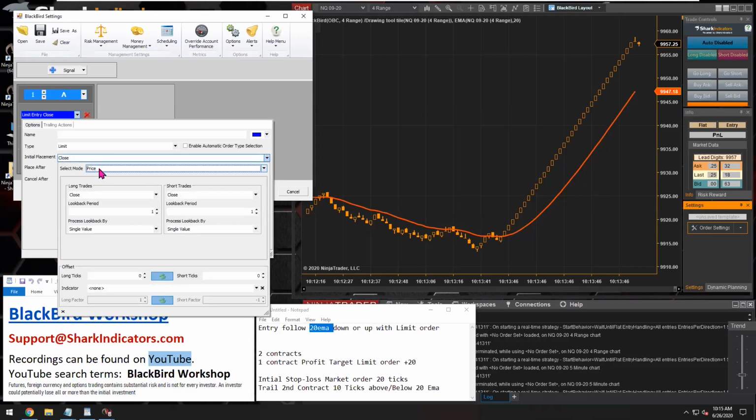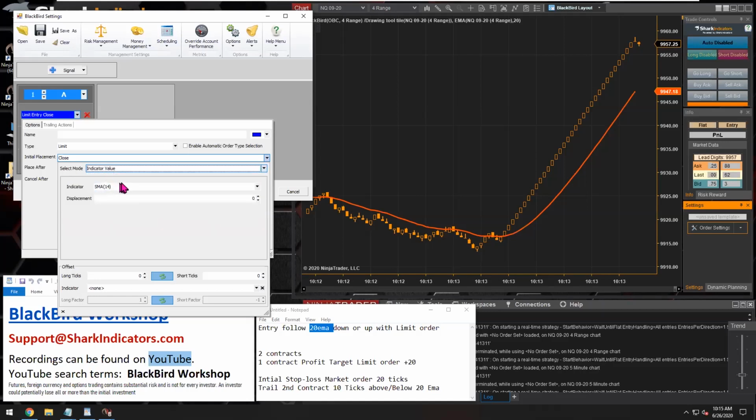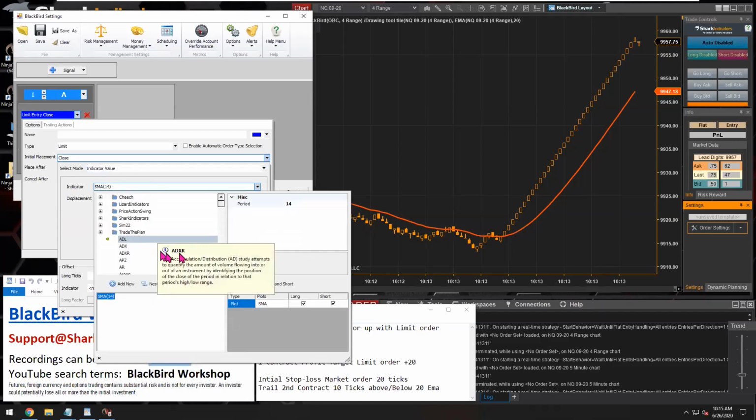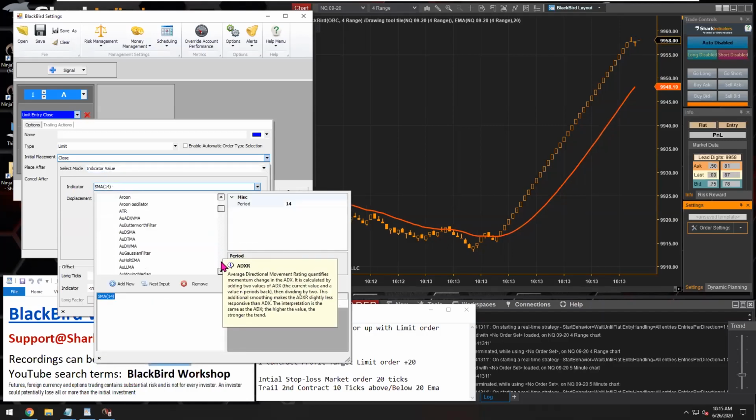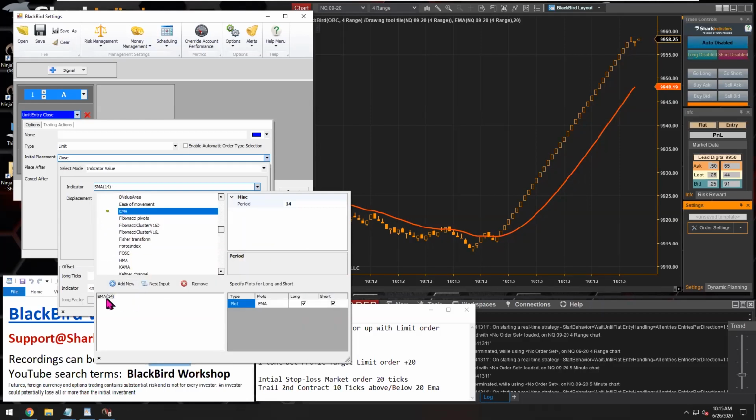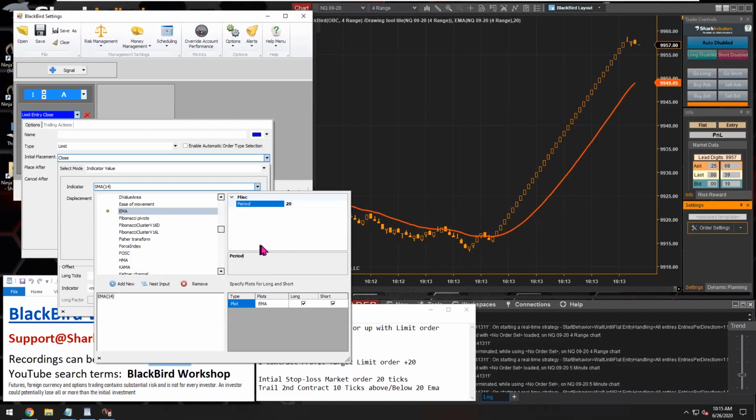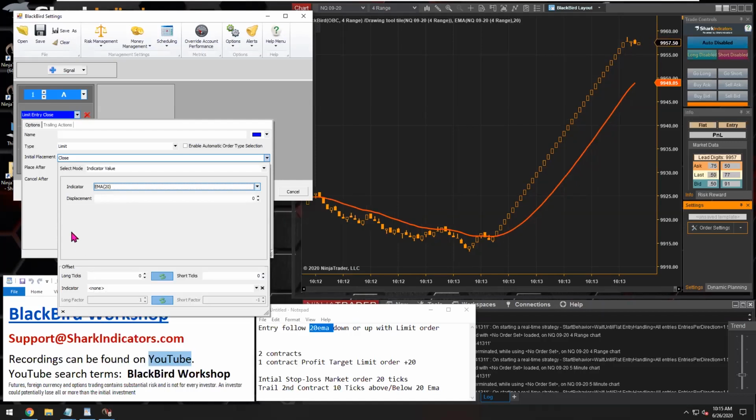And instead of the mode being price, we want it to be an indicator value, so we can select the 20 EMA. So we'll switch over to indicator value, and then the indicator right here, there we go. That is where we will plug in the EMA. All right, there's our EMA 20 period, and call it good.